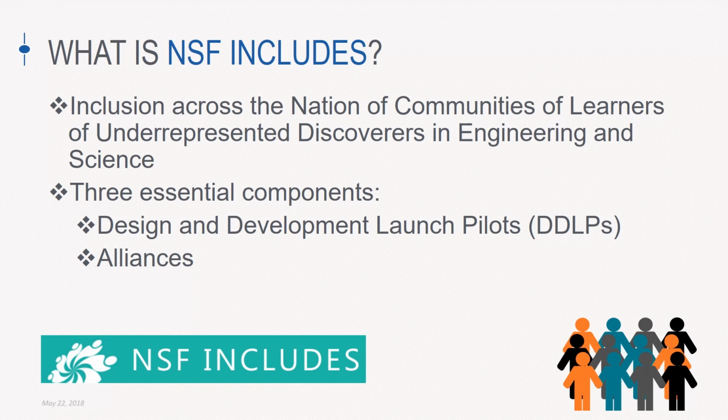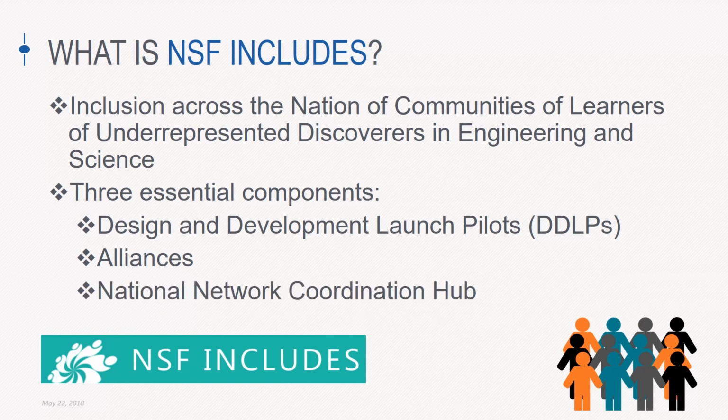And so there are over 70 design and development launch pilots that have a pilot cycle of about 18 months to 2 years. And those will form into alliances where the program will scale up, and then they will be managed through a national coordination hub.